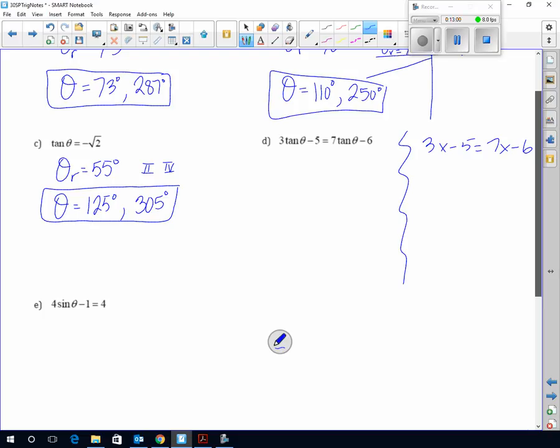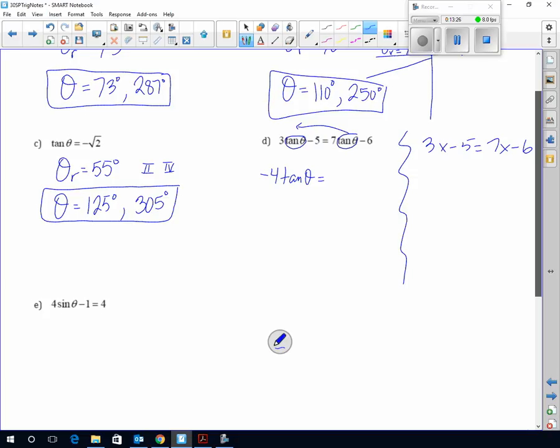So how am I going to do that? Subtract. What's 3 subtract 7? Minus 4. So I'm going to have minus 4 tan thetas. And if I'm going to move this minus 5 over to the other side, what would I get? Minus 1. Did I lose anybody there by not showing my steps? Okay.